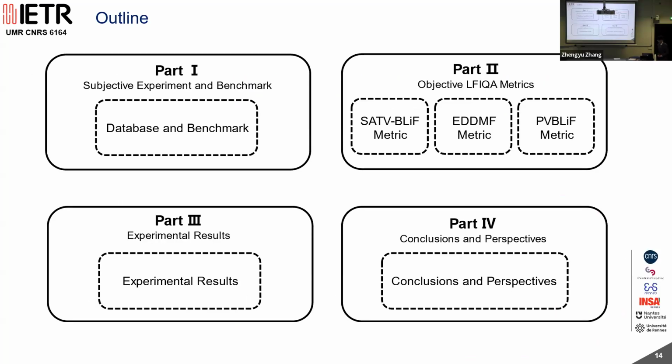Then we summarize the outline of this presentation in a diagram. This presentation contains 4 parts. We first introduce the subjective experiments and benchmark in part 1, followed by the 3 metrics in part 2. Then we provide the experimental results in part 3, and conclude this defense and this thesis and provide some perspectives in the last part. First, we start with part 1 and introduce our subjective experiments and benchmark.